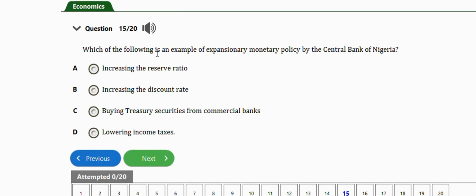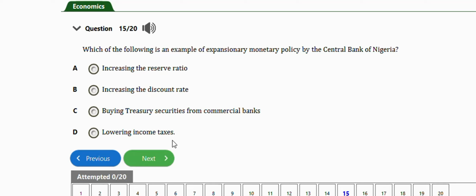Next question is this one. It says, which of the following is an example of expansionary monetary policy by the Central Bank of Nigeria? We have increasing the reserve ratio, increasing the discount rate, buying treasury securities from commercial banks, lowering income taxes. So guys, the right answer to this question is buying treasury securities from commercial banks.